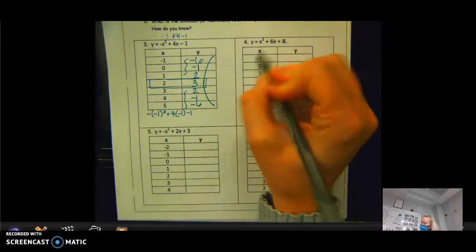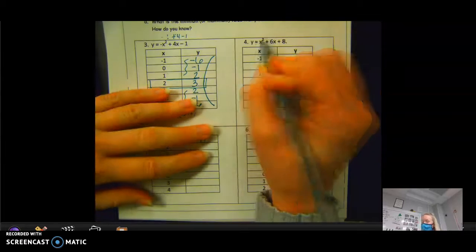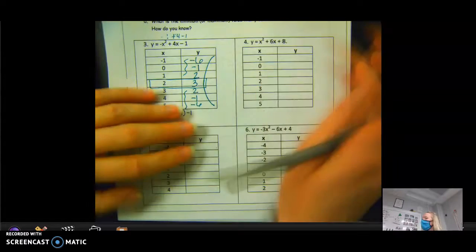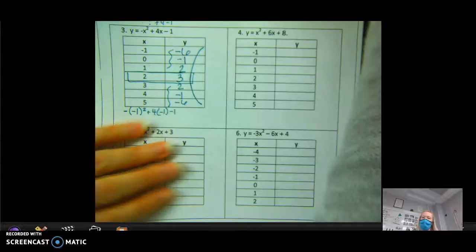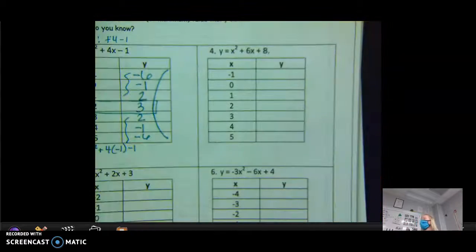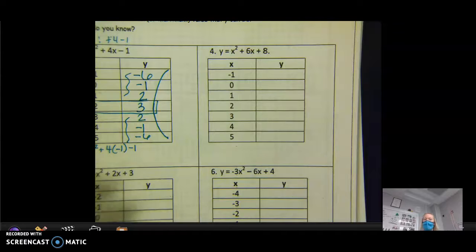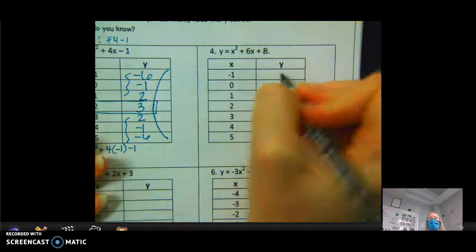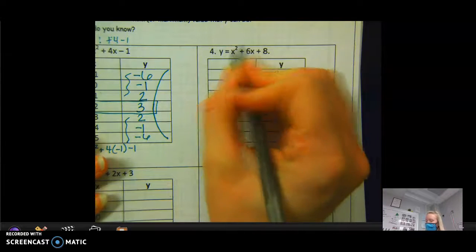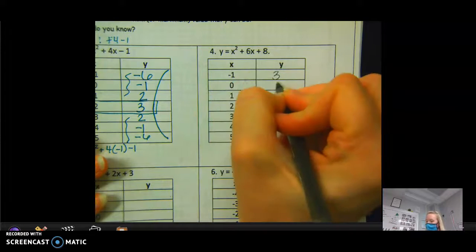If I plug in -1 into my x value, I do -1 squared, which gives me a positive 1. Okay. -1 squared is 1. 6 times -1 is -6, and then I'm going to add 8 to that. What do I get for a y value when I do that? 3. If I plug in 0, that makes that 0, so I just get plus 8, right?